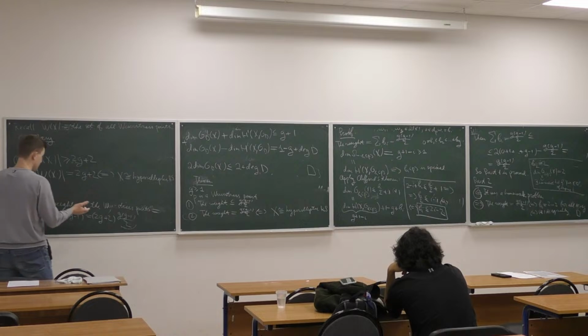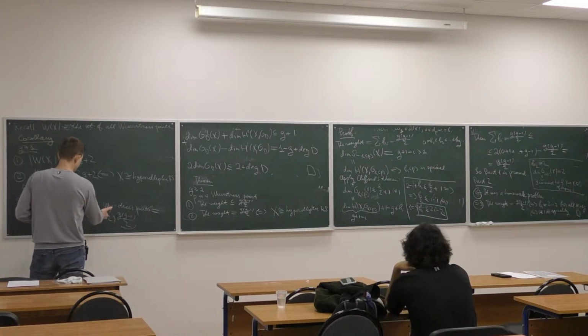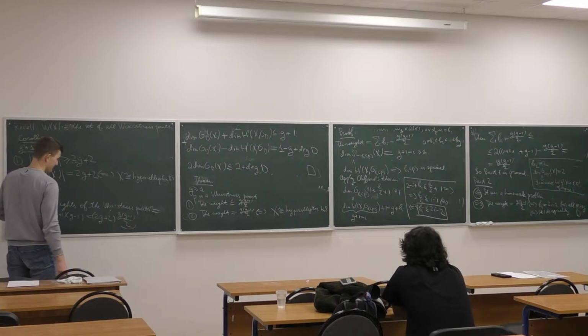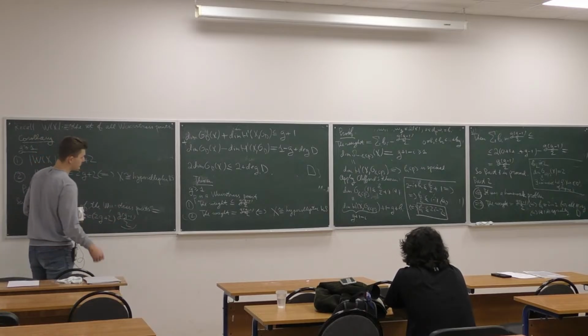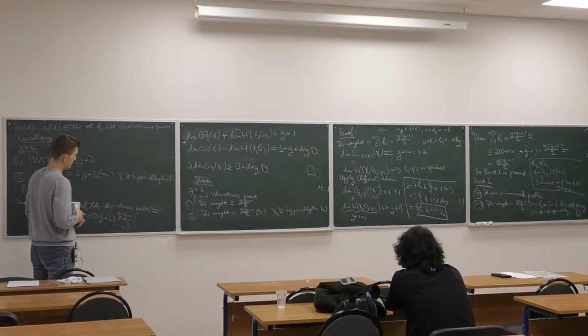But then the number of the points is exactly 2g plus 2 if and only if the weight of each point is g times (g minus 1) over 2. And then, by the theorem, it should be a hyperelliptic Riemann surface.